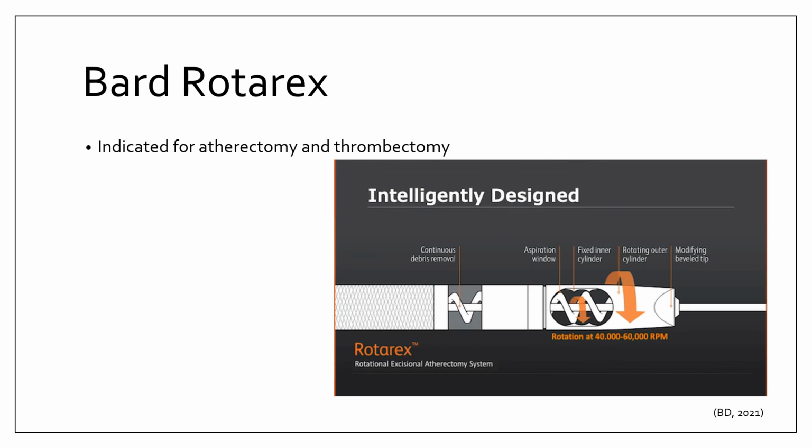The Rotarex is another cool piece of equipment. They can do this for atherectomy or thrombectomy. So this means if they have a hard total occlusion clot or a fresh thrombus, they can use the Rotarex for both.